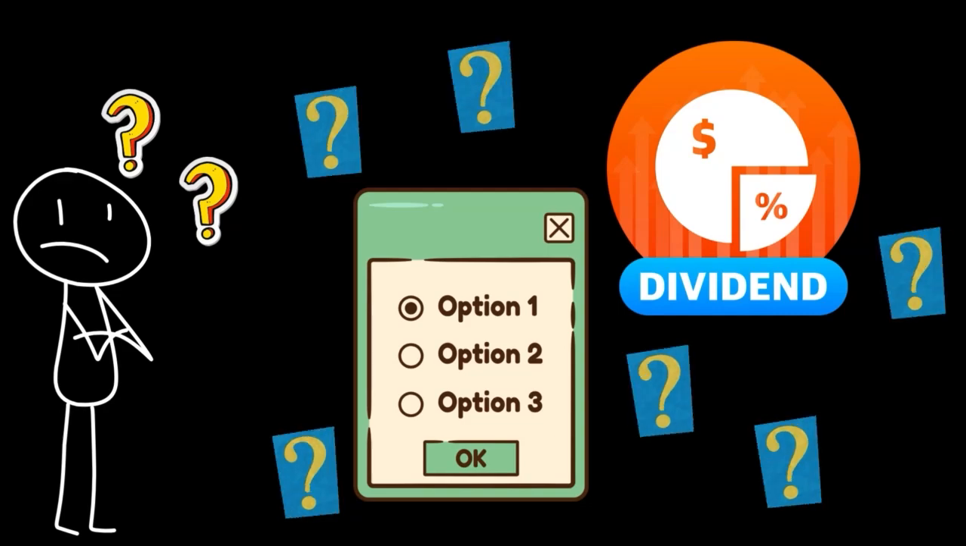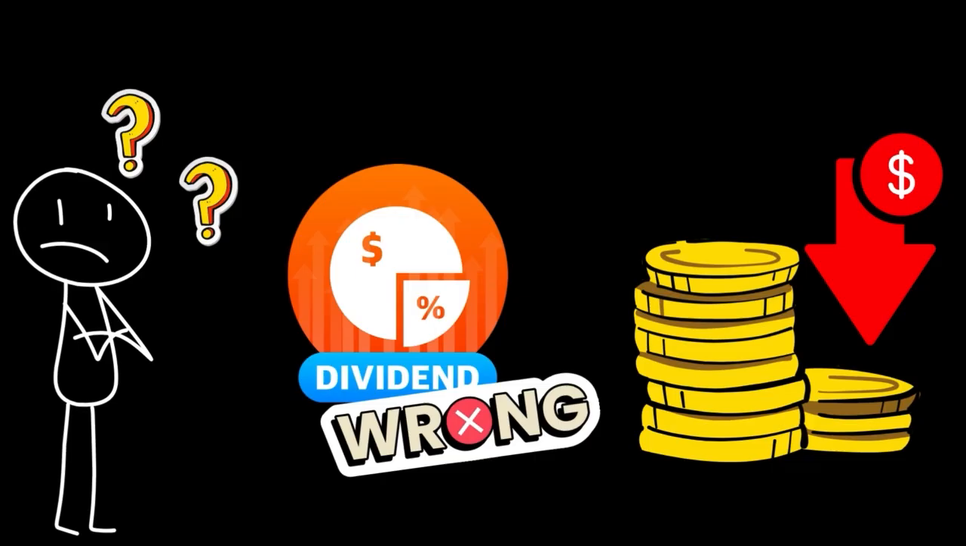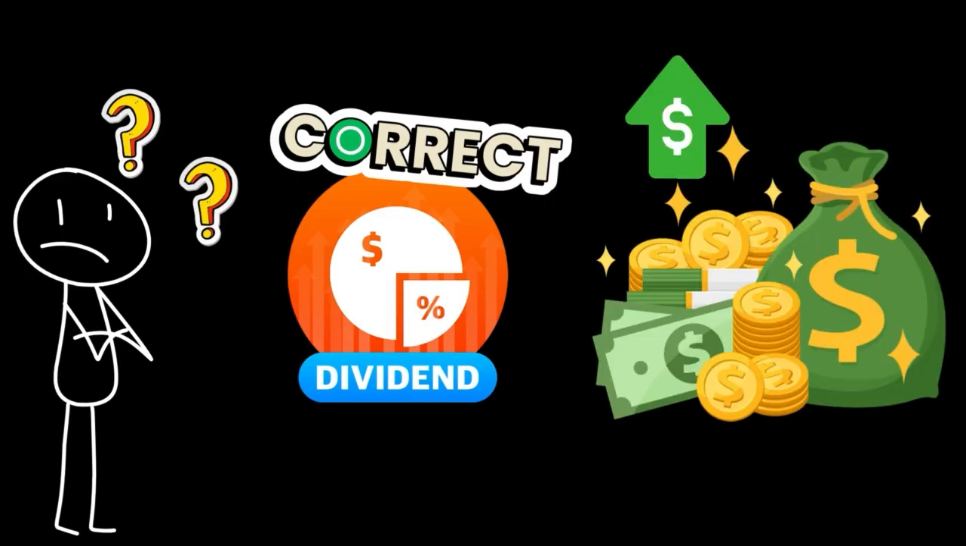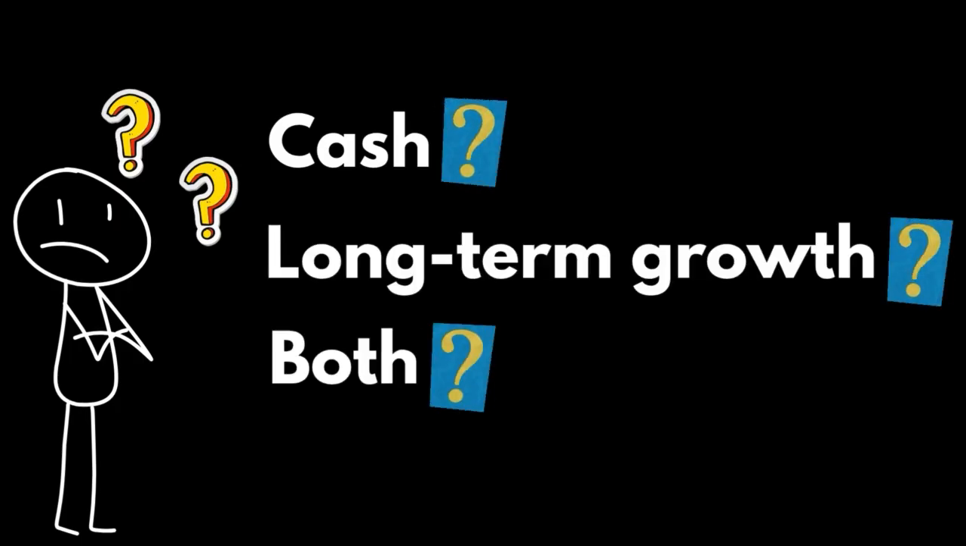Not all dividends are built the same. Pick the wrong stream, and you could be stuck with tiny payouts that barely move the needle. But pick the right one for your goals, you unlock a steady flow of income that actually fits your life. Need cash now? Want long-term growth? Or a mix of both?